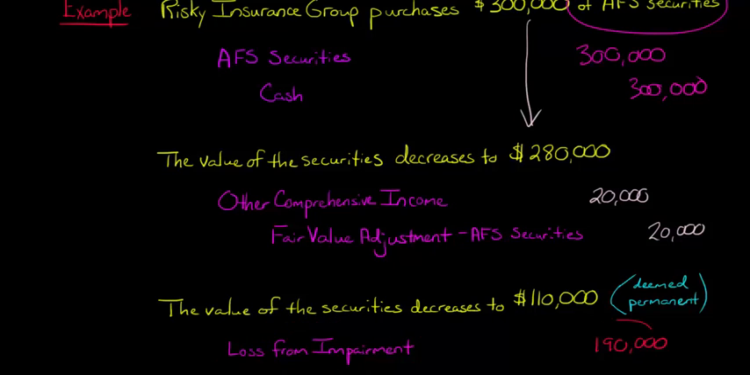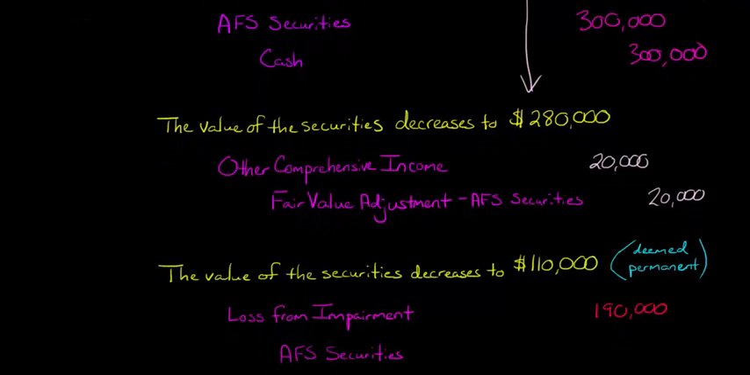It's taking that full 190, which is the $300,000 that we originally invested, minus the 110 that we still believe it's worth. So that $190,000 loss is going to go straight to the income statement. And then we're going to credit available for sale securities for $190,000 to reduce their value.